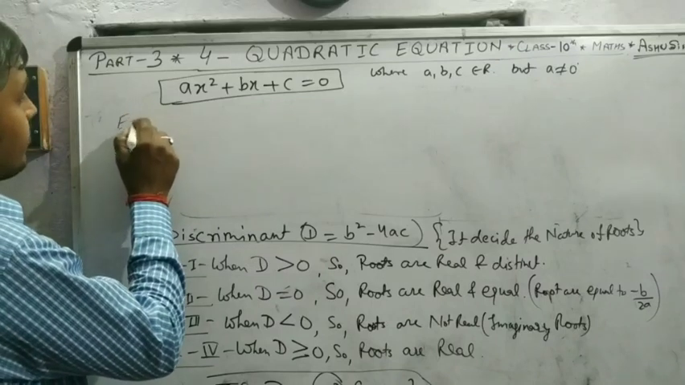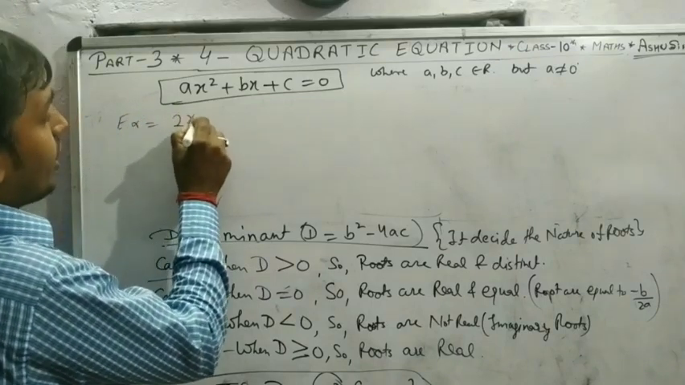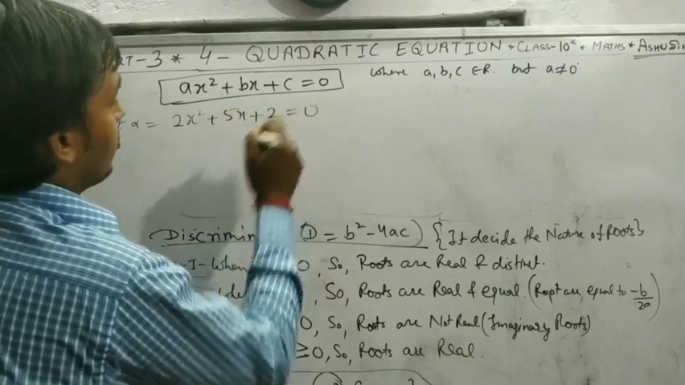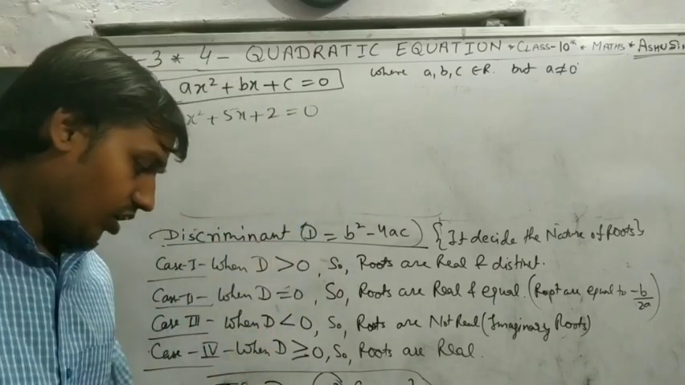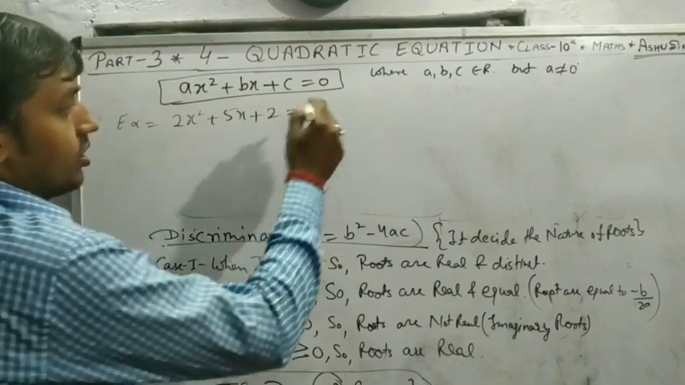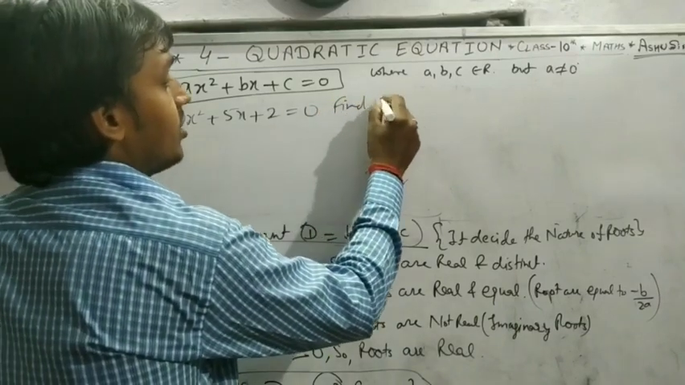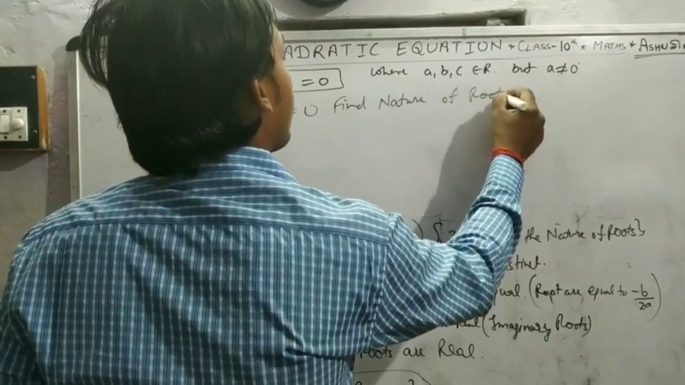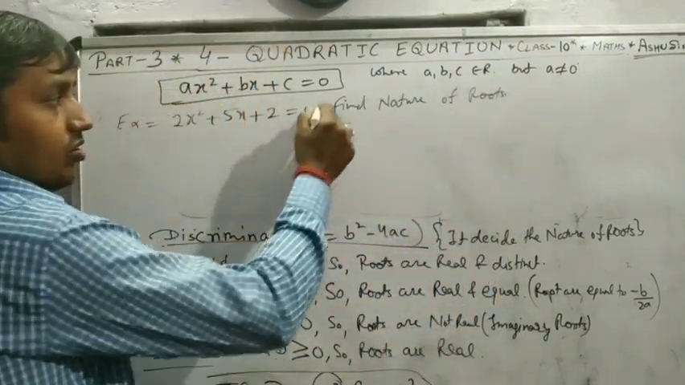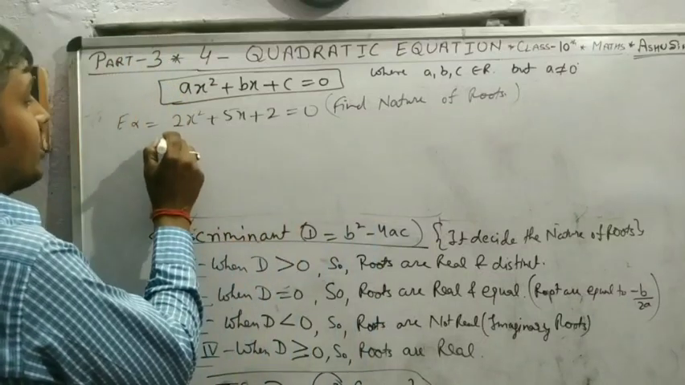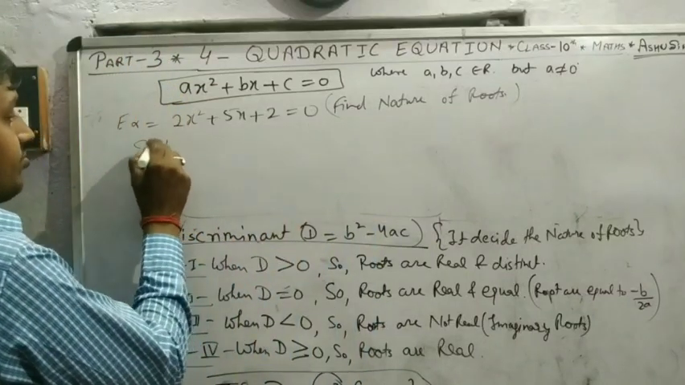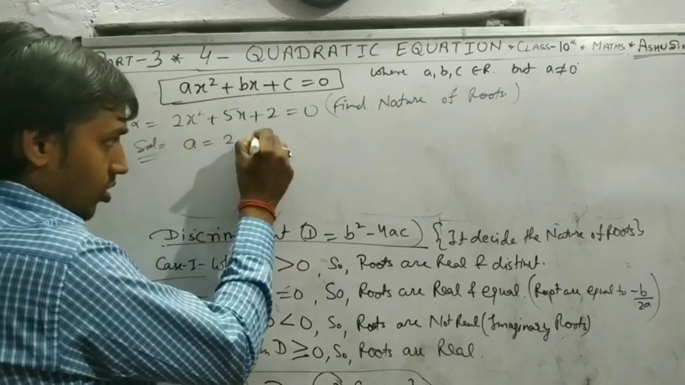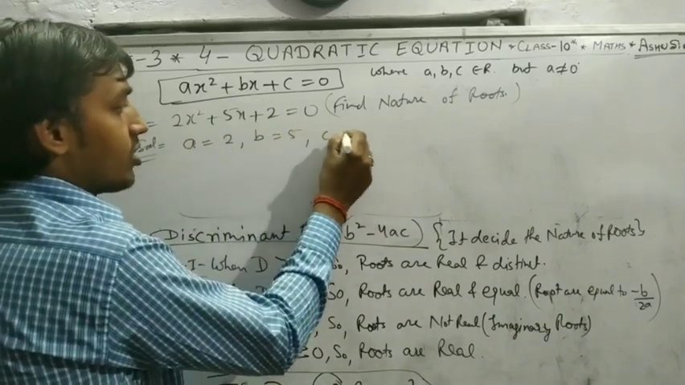Suppose we take an example: 2x square plus 5x plus 2 is equal to 0. We want to find the nature of roots. So we only find the value of D. A is equal to 2, b is equal to 5, c is equal to 2.